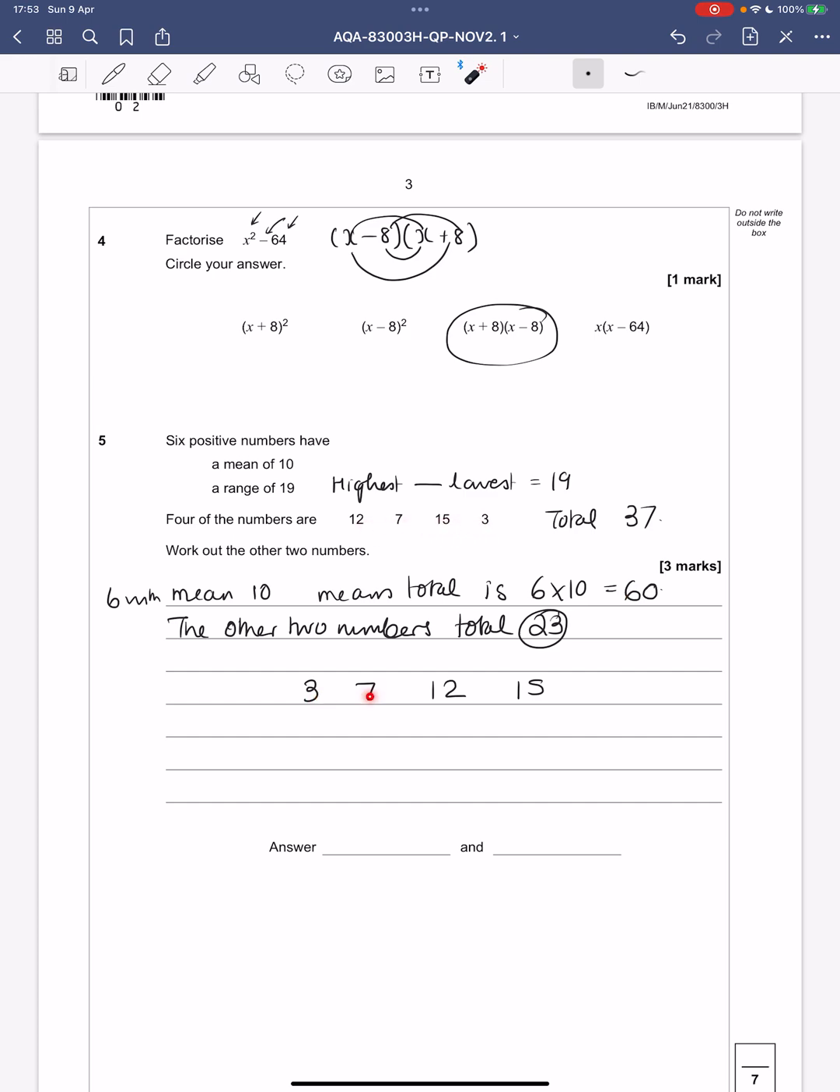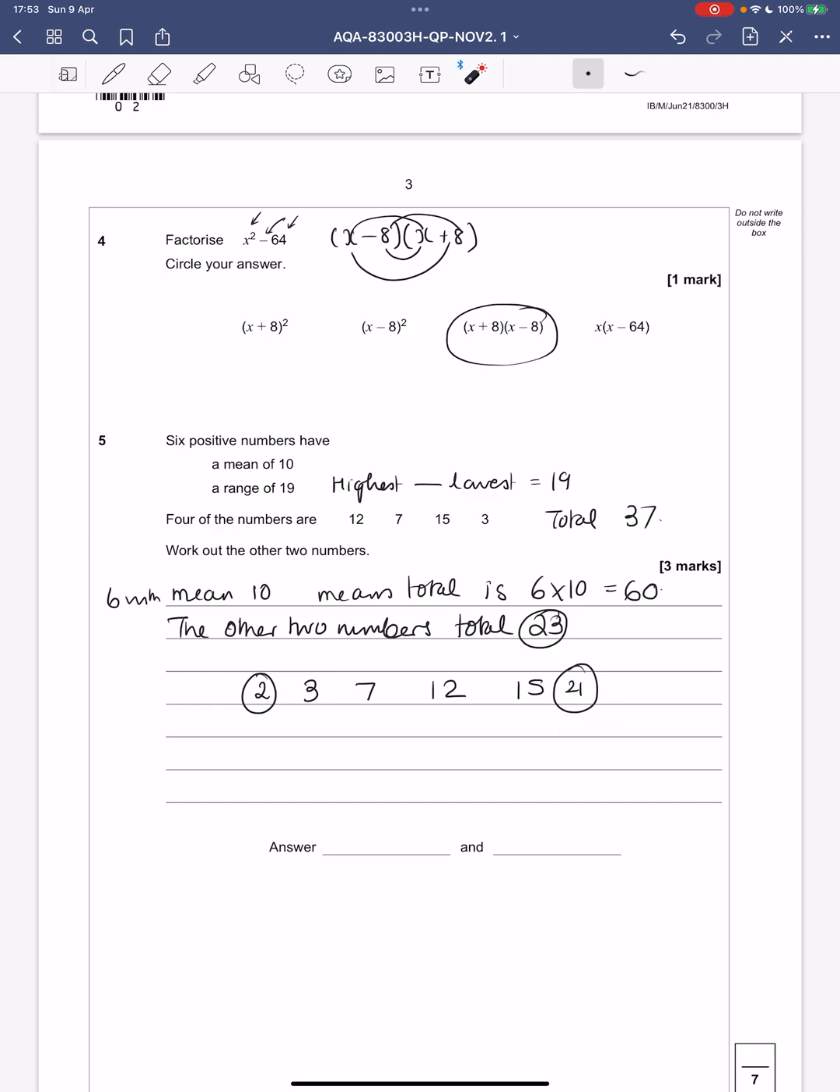So these numbers in order look like this. So I thought we'll try a 2 there. If we've got a 2 there, that one there has to be 21. And then look, they do have a range of 19. So that was a bit like trial and error. If the 2 hadn't worked, I'd have tried a 1 there. And that would have been a 22 there.